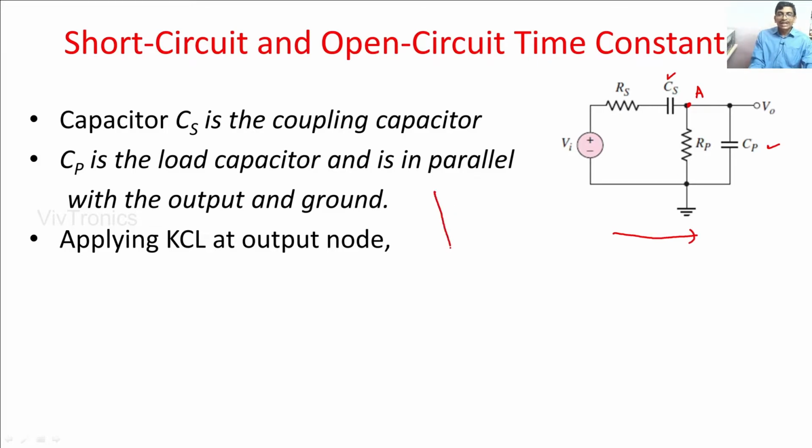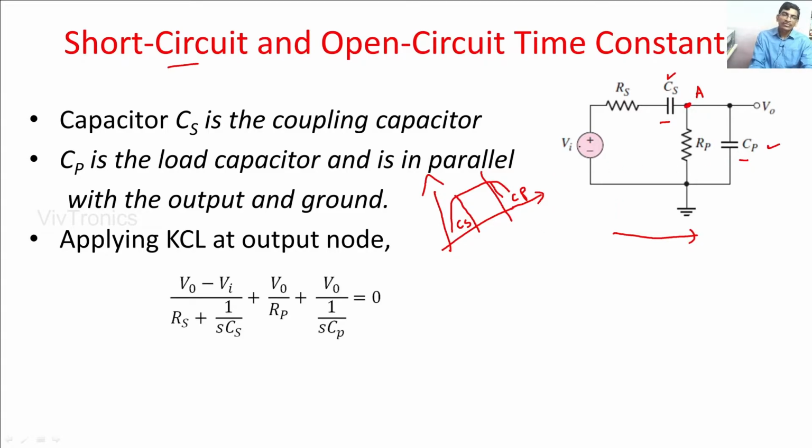This circuit can give you the frequency response because it contains the coupling capacitor CS as well as the load capacitance CP. Due to the coupling capacitor CS, the gain decreases in the low frequencies, and due to the load capacitance CP, the gain decreases in the high frequency ranges. Therefore, the total frequency response curve can be given from this single circuit, the CS and CP combination circuit. Now we are going to apply the KCL at this node A.